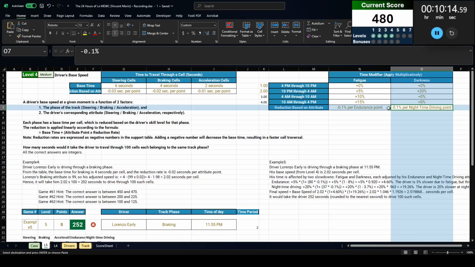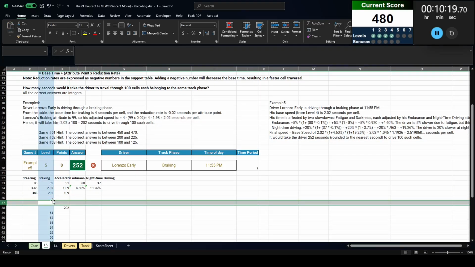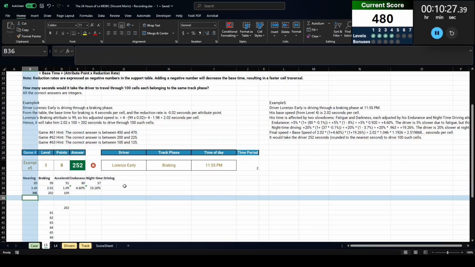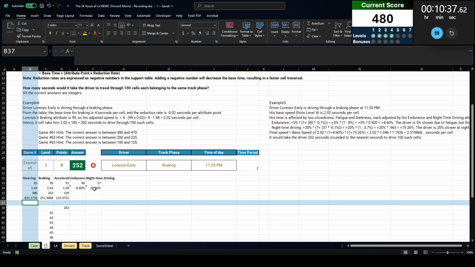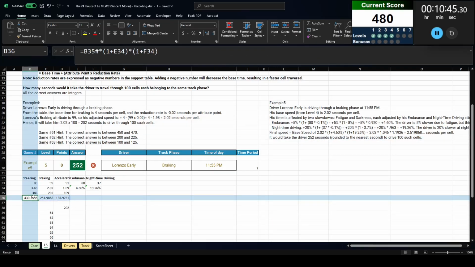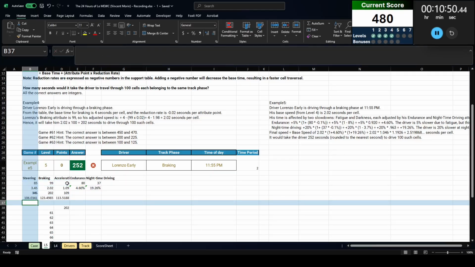Second row, pull that out. This part is the same between the two. That is good. So whatever number we get here is going to be affected by those two. So base speed of 2.02 times 1 plus 46% times 1 plus that percent. So it's going to be these times 1 plus this percent times 1 plus that percent there. All right, do I need to round? I don't round yet. I round when I take the 100 cells. Is that 100 cells? That is 100 cells. Probably should do that with 1 cell.